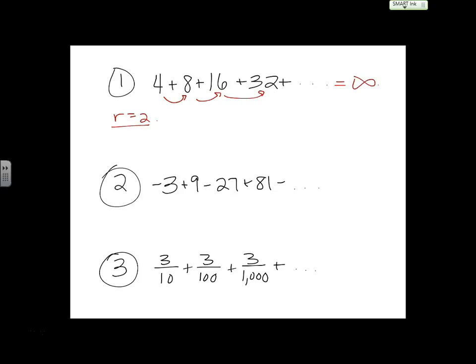Number 2. Negative 3 plus 9 would be a positive number, but then minus 27 would be a negative number, and then plus 81 would be a positive number. Negative 3 is my common ratio. We're looking at what happens when you have a common ratio that's a negative number now instead. Does anybody know what this sum would equal? Divergent.